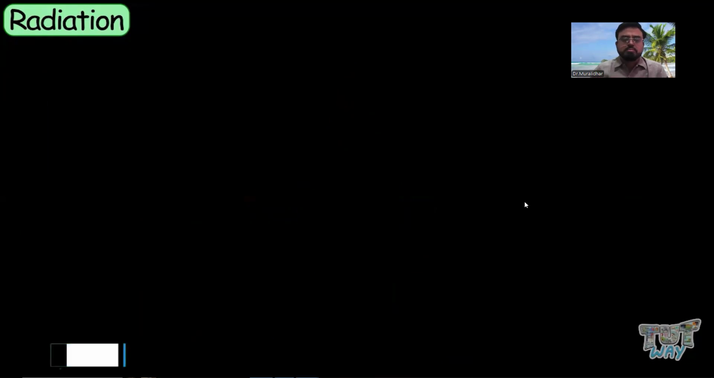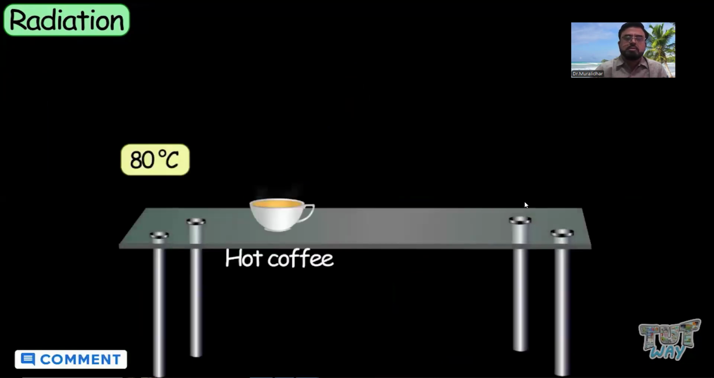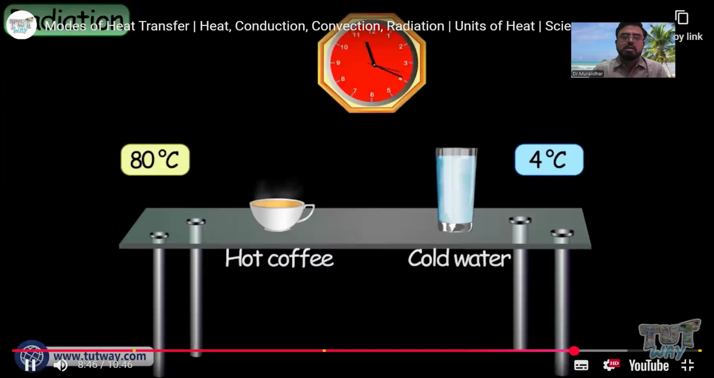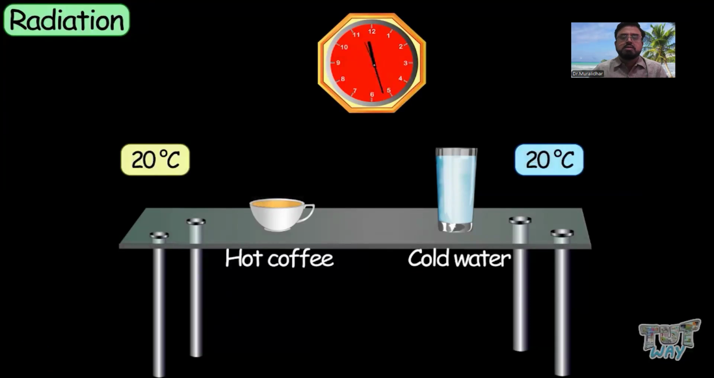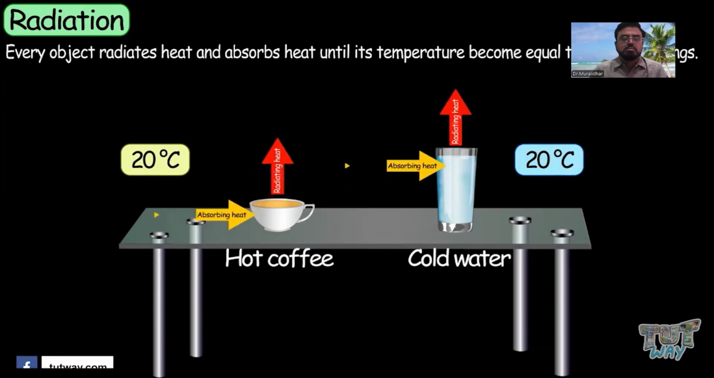So, in a nutshell, if you place a hot cup of coffee and a chilled glass of water on the same table, you can see here, hot coffee, cold water kept on the same table, right? Observe, the coffee becomes cold and the water becomes hot. After some time you can check that both will have the same temperature. It is all due to the fact that every object radiates heat and absorbs heat until its temperature becomes equal to its surroundings. Now let's learn more examples of radiation of heat.